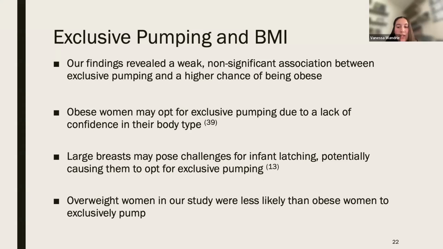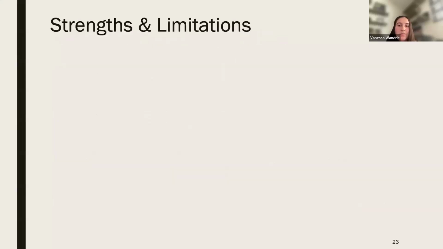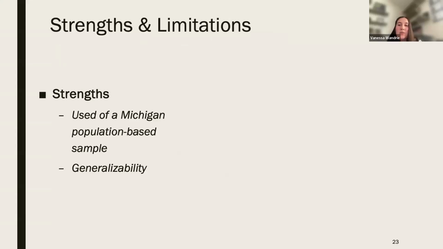Overweight women in our study were less likely than obese women to exclusively pump, which could suggest that they may face fewer physical or emotional barriers than obese women. Some strengths of our study would be the use of a Michigan population-based sample. We were not able to use the sampling weights for this research. However, if I publish, I would use them, and that would help enhance the generalizability of the findings to the broader population in Michigan.